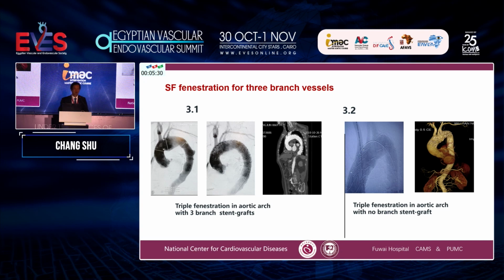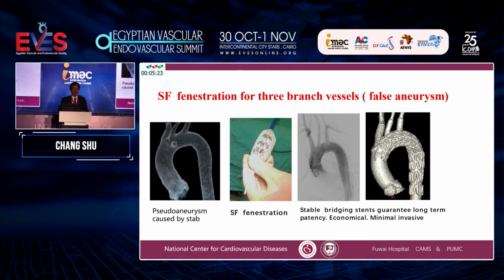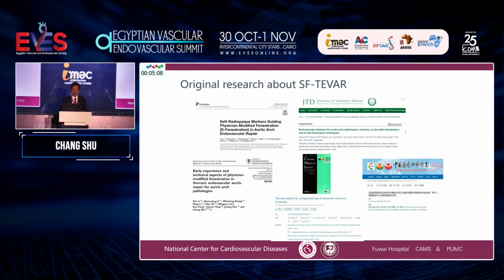So that's a 3 bronchial reconstruction, including the aneurysm and dissections. So we do it very freely. For example, this is an emergency case, a female punctured by a knife. So we do the on-table fenestration immediately, and she recovered the second day. It's a very good case for us.